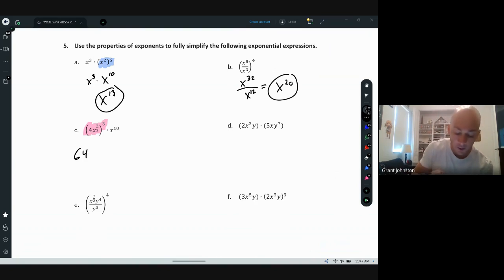Of course, you can use the calculator if you need to. 2/3 times 3 is going to be 2. But if you don't know that, we can go 2 over 3 times 3. It's going to be 2, so it's going to be x to the second. We still have our x to the 10. So the x to the second and the x to the 10 combine to make x to the 12th. So it's going to be 64 x to the 12th.